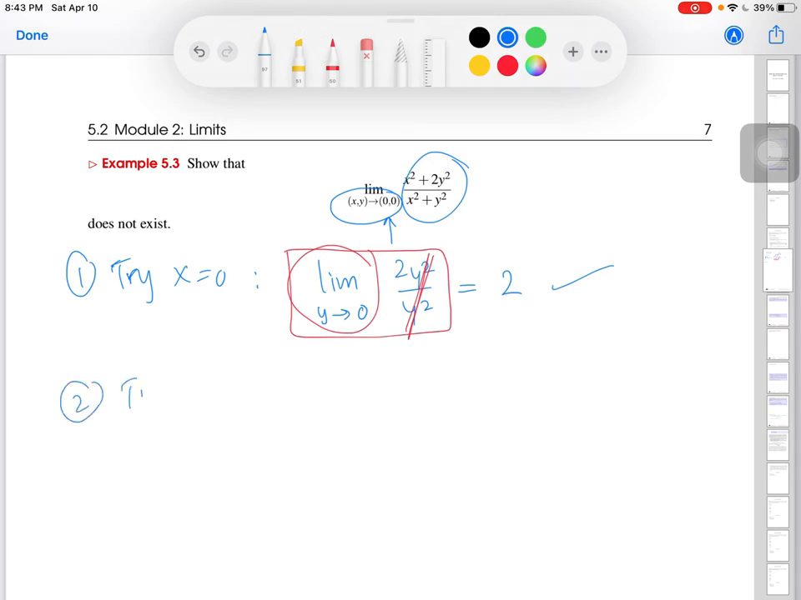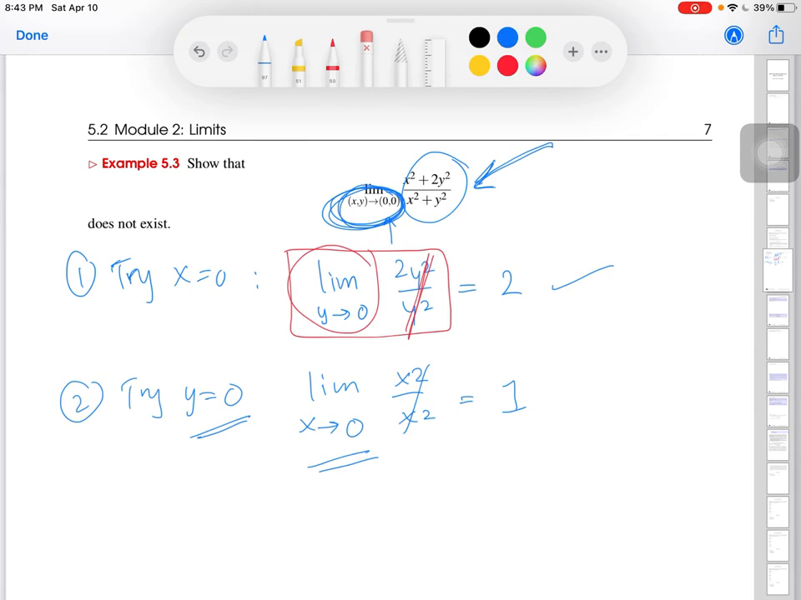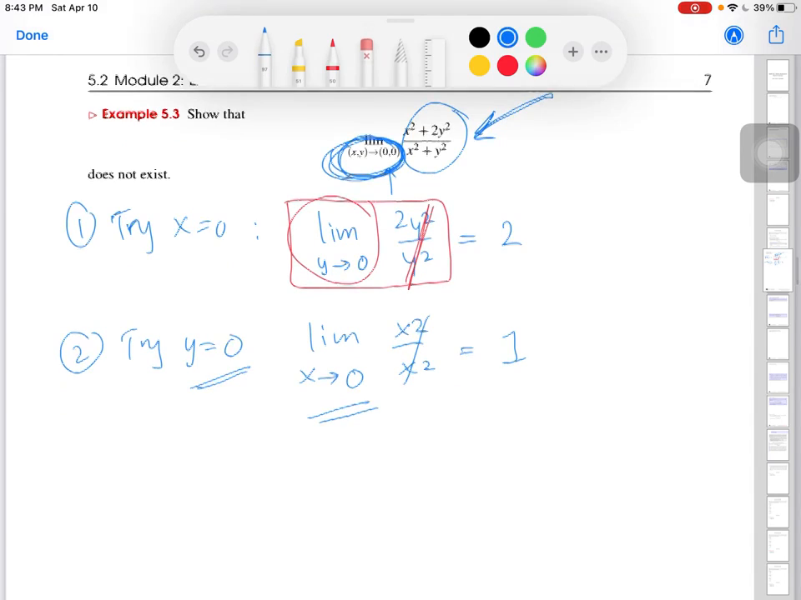Now we're going to try a different path. What if we try approaching the origin along the line y equals 0? Well, I'm approaching along y equals 0, and I still also need to make x go to 0 to make (x, y) equal to (0, 0). If I go back to the function and set y equal to 0, I am calculating this limit. Similarly to before, x squared over x squared is 1, so long as x is not 0. It isn't, because we're calculating a limit.